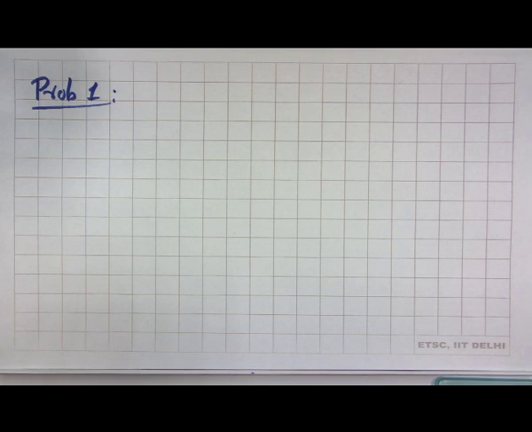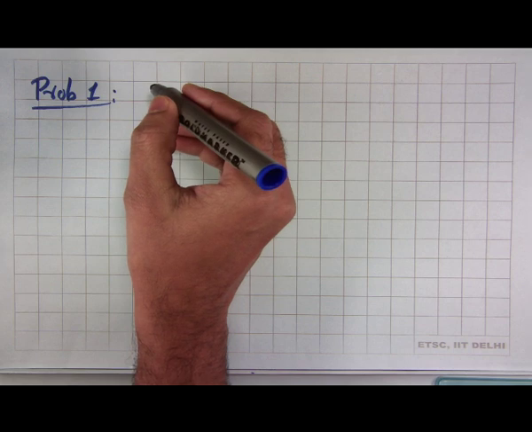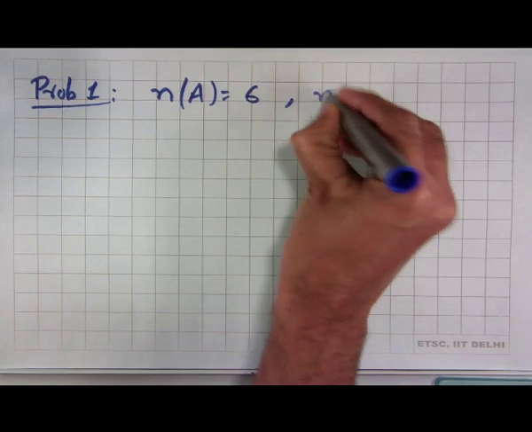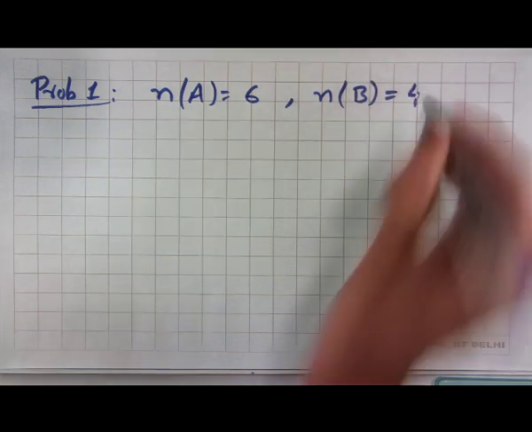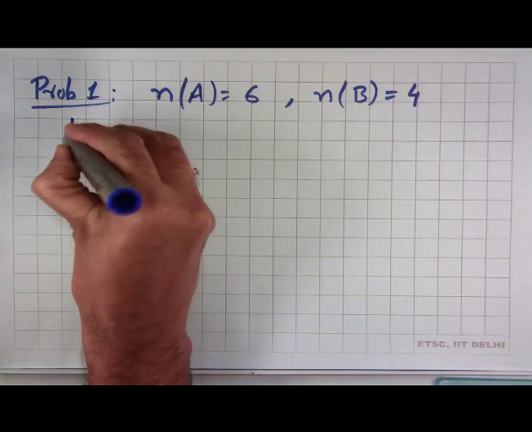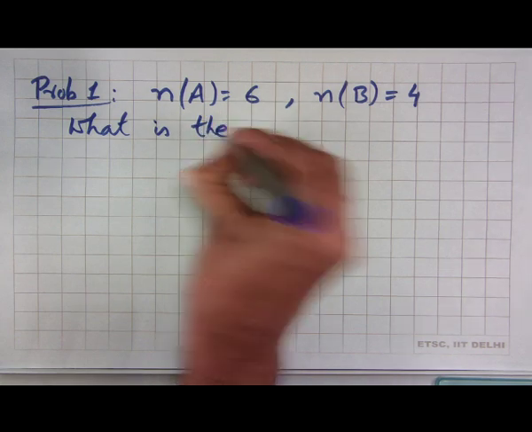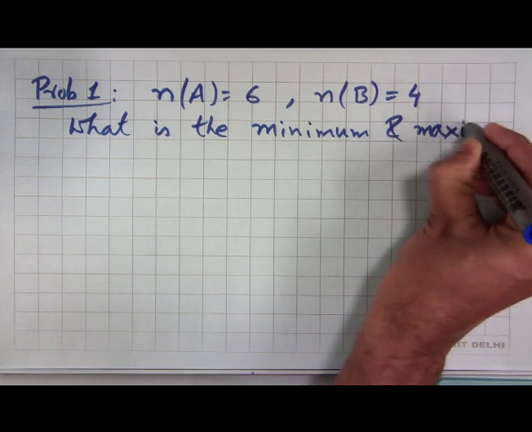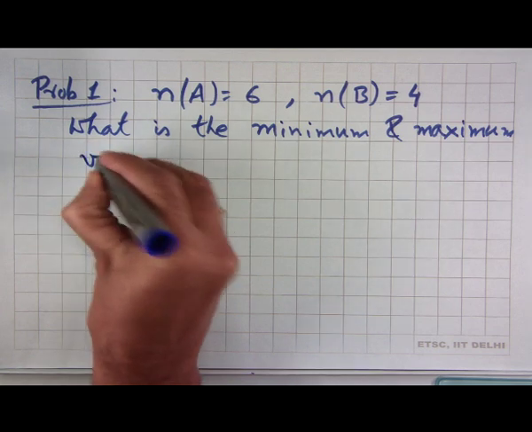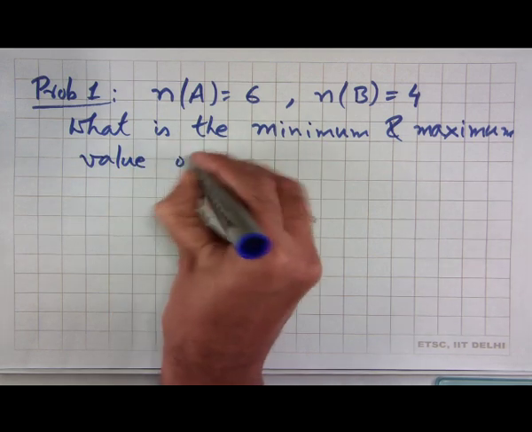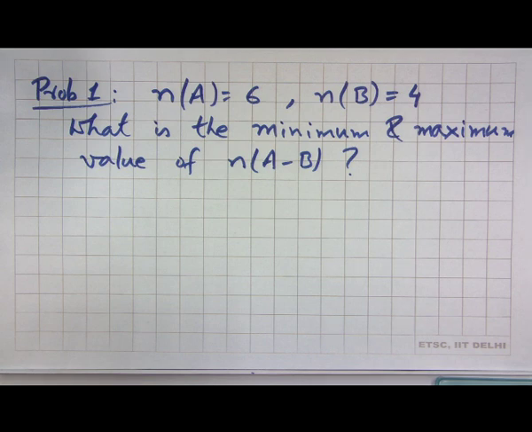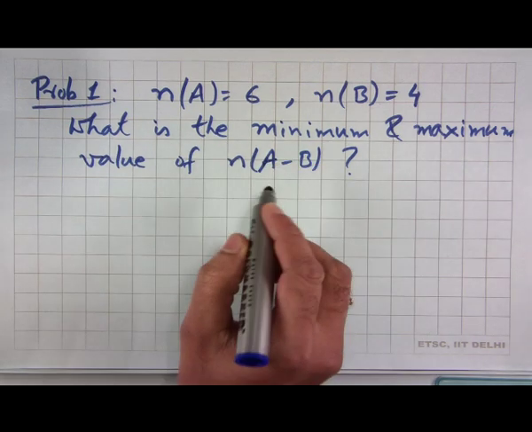So, problem 1, suppose we are given n of A is equal to 6, n of B is equal to 4, then what is the minimum and maximum value of n of A minus B. So, we are given the number of elements in A and number of elements in B, and we want to write the number of elements in A minus B.